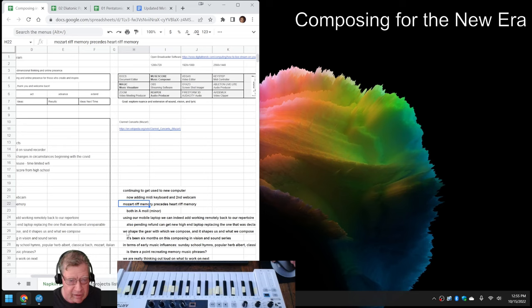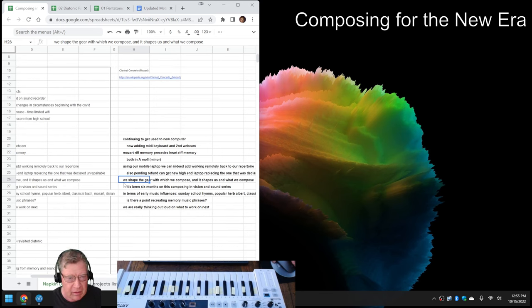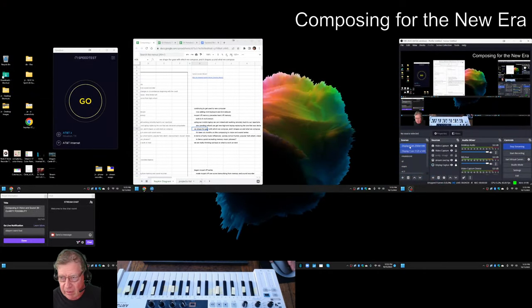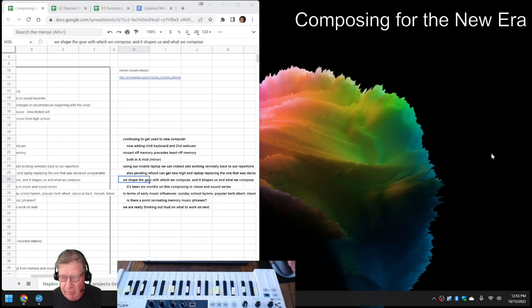Some other realizations. We used our mobile laptop to go do some work, and we're getting ready to compose mobily at coffee shops again. And so we reflected that we shape the gear with which we compose, like this new computer that we keep talking about here. The MIDI keyboard itself is gear, and the gear that we use shapes how we compose.